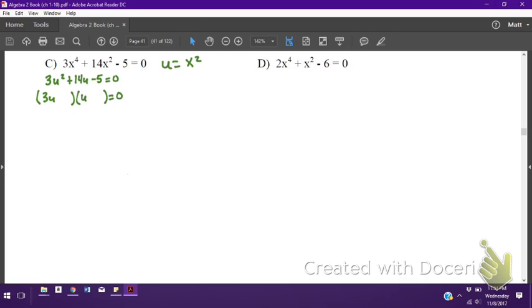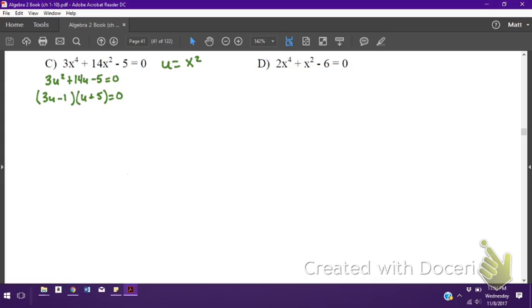Well, now I need factors of -5, well, 1 and -5, or 5 and -1. But I still have to somehow get to 14. So I'm probably going to do a -1 plus 5. Because if I did that, I get a -1u out here, I get 15u, and together that gets me 14u. Right? So that works out really well.